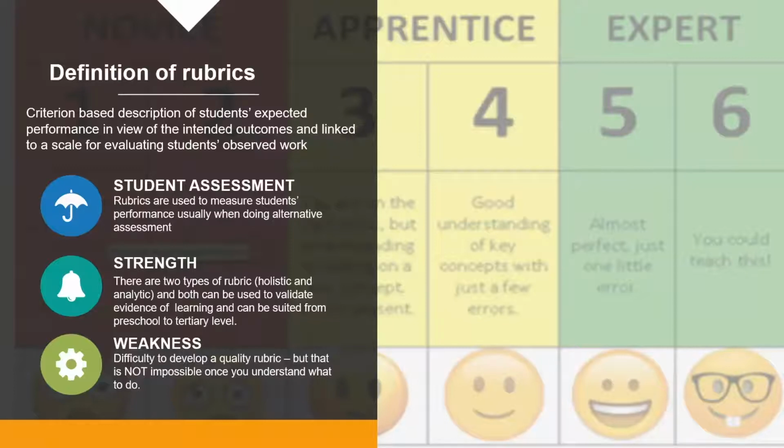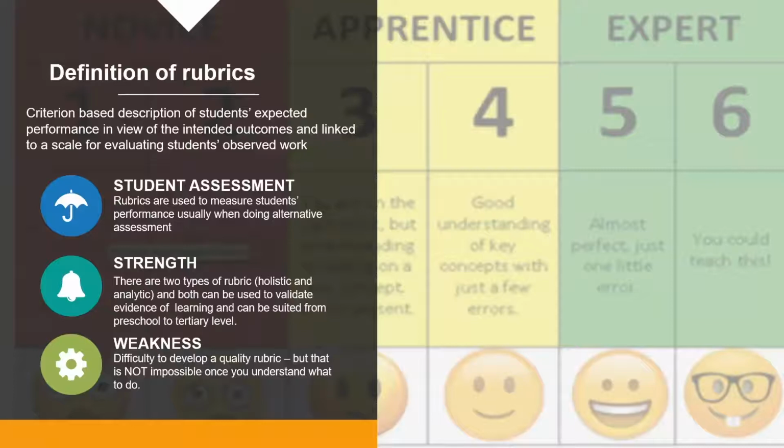Yeah. So in an overview, it is a criterion-based description of students' expected performance in view of the intended outcome, and it's linked to a scale. So when you write the qualities, it looks as if it's qualitative in nature, right? But those qualitative characteristics can be turned into quantitative when you give them a score. So that's why there's a scale from low to high for evaluating students' observed work.